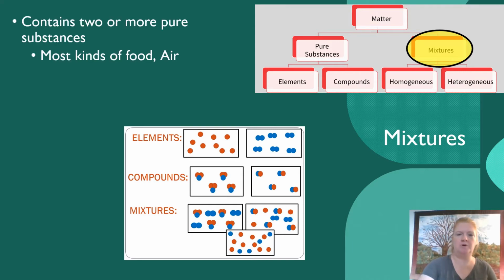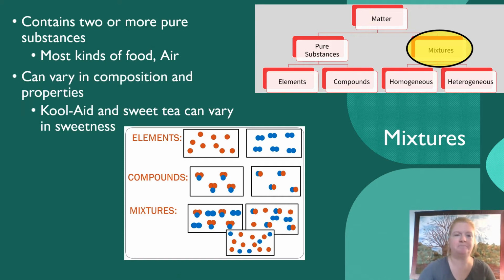So mixtures. What does that mean in general? It contains two or more pure substances. Remember that the word substance defines either an element or a compound. A mixture has to have more than one substance. So it could be two elements, two compounds, an element and a compound, 50 elements, 7 compounds, and 1 element. Doesn't matter, just a combination.